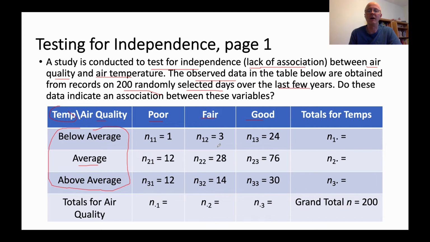And these numbers, the 1, 3, 24, 12, 28, 76, 12, 14, 30, are really the number of days out of these 200 days where the row category and the column category were satisfied. So there was only one day where the temp was both below average and the air quality was poor. There were 28 days where the temperature was average and the air quality was fair. There were 76 days where the temperature was close to average and the air quality was good. That's our observed data. And if you add up these numbers, you can double check that they add to 200.